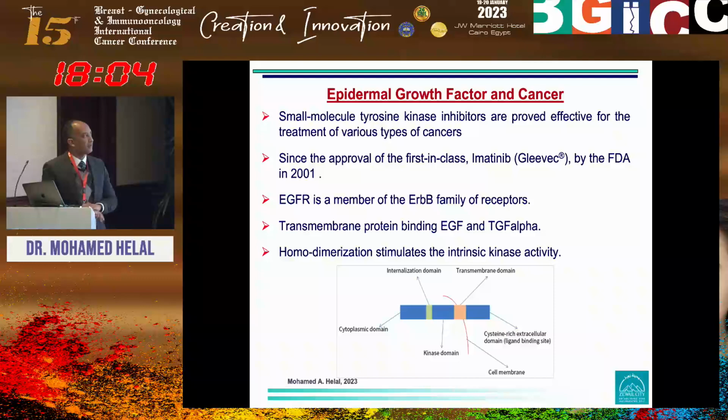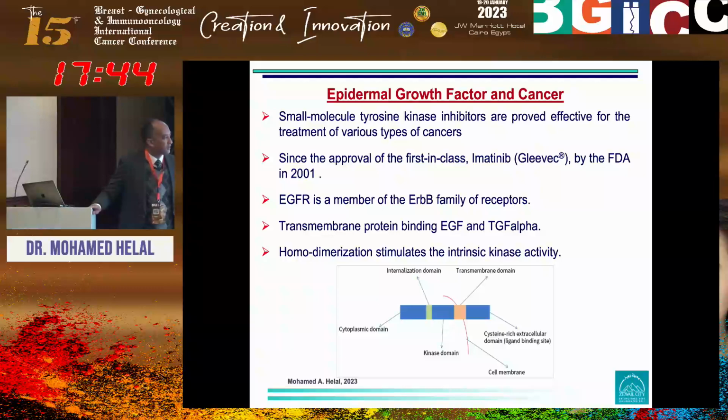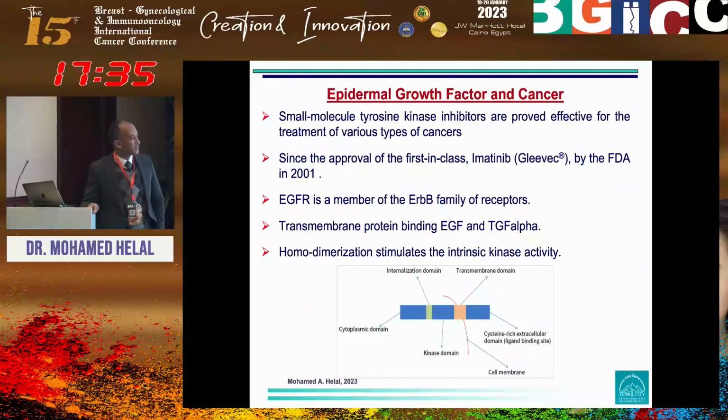And before that date, the idea of using inhibitors for tyrosine kinase looked not applicable until the advent of this breakthrough drug, imatinib or Gleevec, which was approved by the FDA for treatment of leukemia in 2001. And as we know, EGFR acts as a dimer, and it's a transmembrane tyrosine kinase, and this is a schematic at the bottom of the slide. It's a schematic representation of the structure.